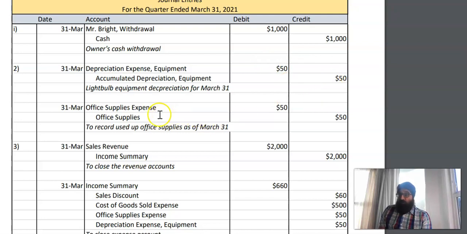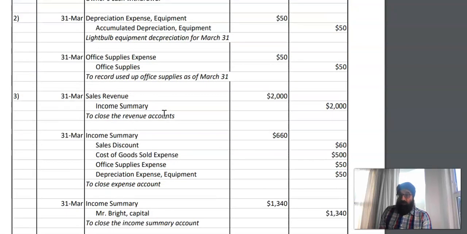And then the other journal entry to eliminate our office supplies, right? With office supplies expense. And then we go into the closing journal entry. So she does a really good job here of closing sales revenue, and then she closes all of her expense accounts in one shot here.